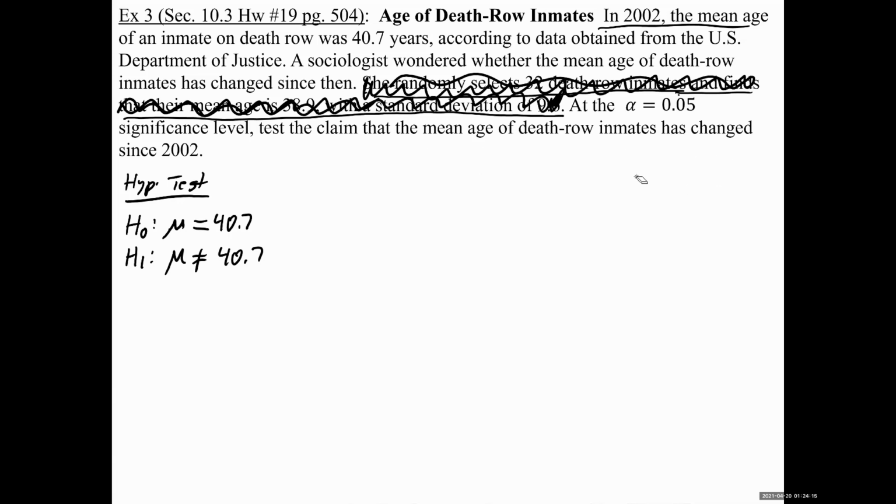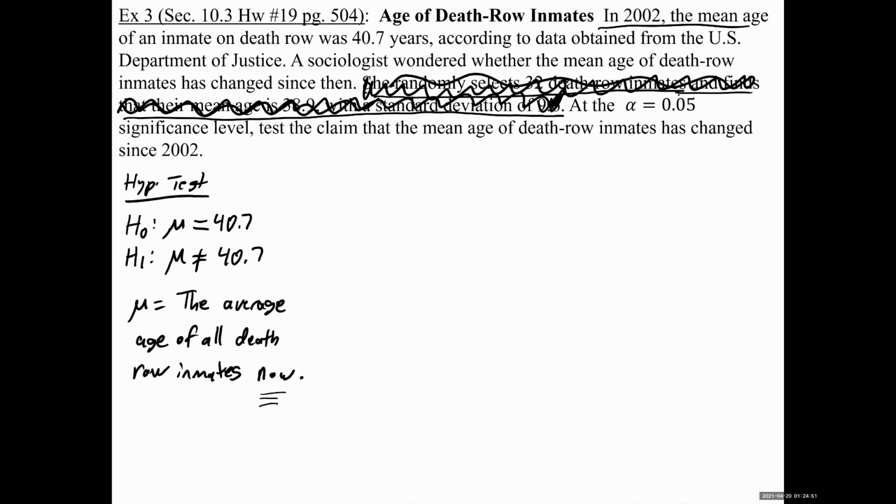All right, then, whatever symbol you use in your test, you got to write down what the symbol stands for in words. Okay, so mu. In words, it's the average age of all death row inmates now. When you write this mu in words, you obviously want to write the word average. You want to get the word all in there. This word now is super important.